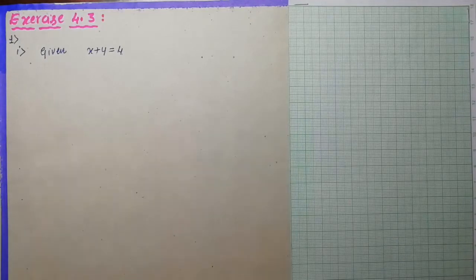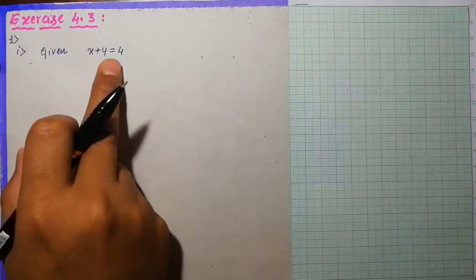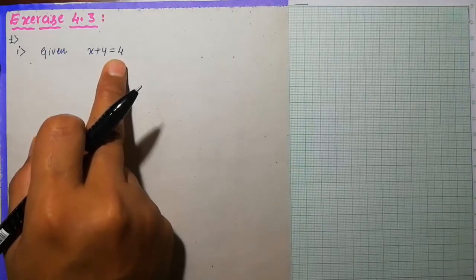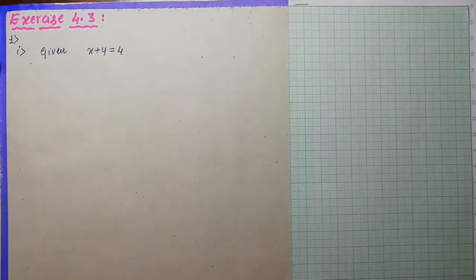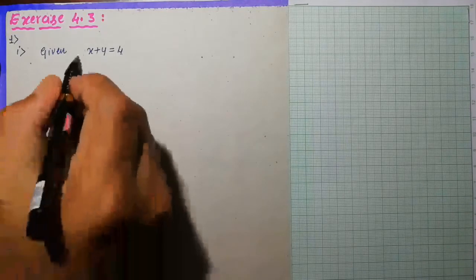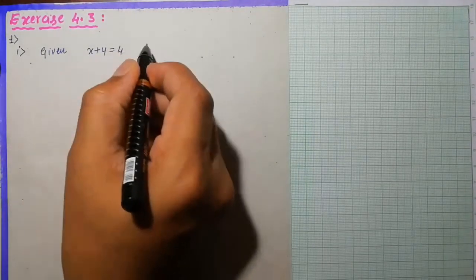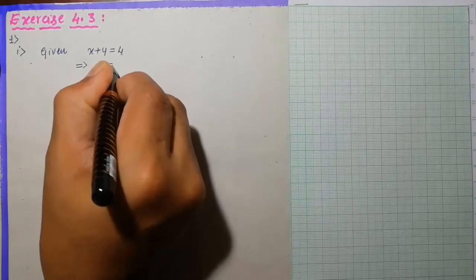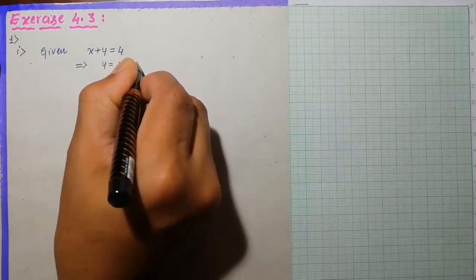The given equation is already written: x plus y is equal to 4. Now it is better to reduce this equation to y equals something. For this purpose, I'm going to shift x towards the right side. Then it will become y is equal to 4 minus x, like this.